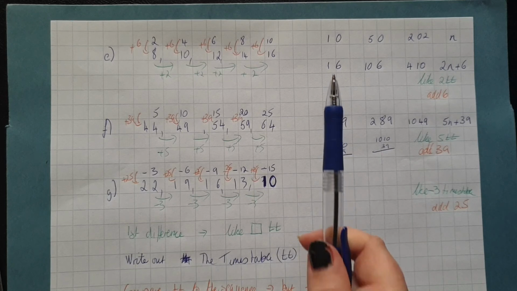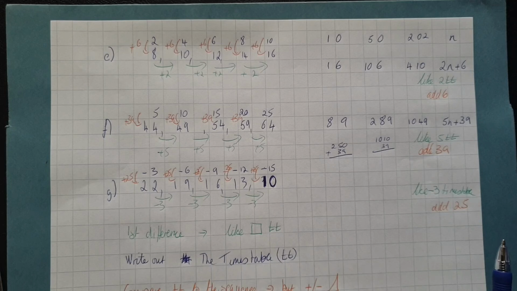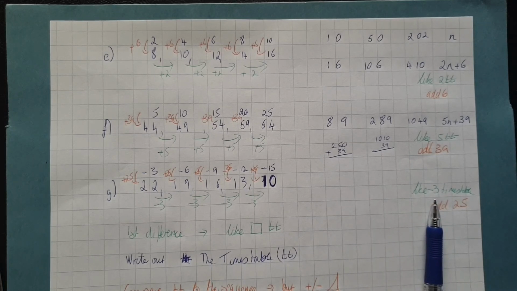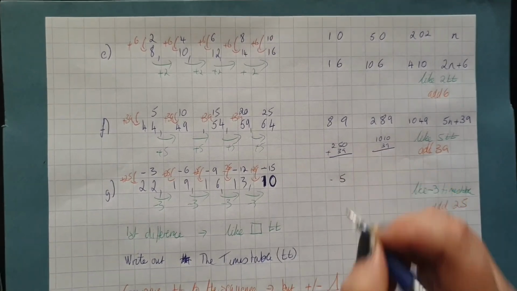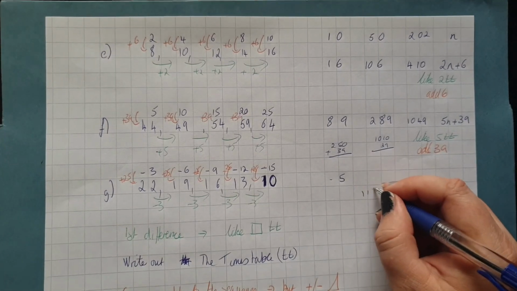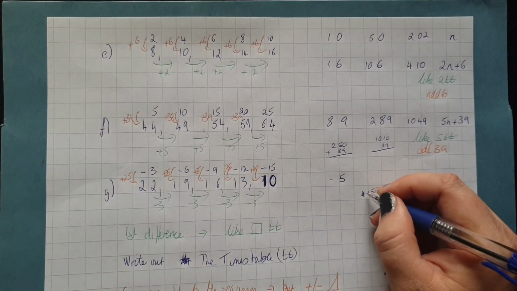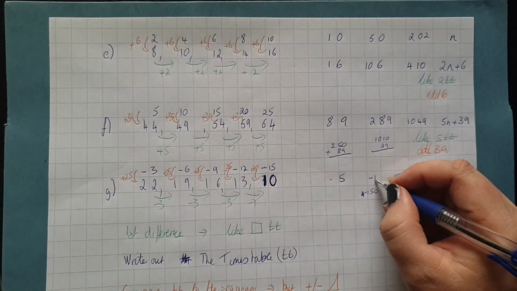So 10 times minus 3 is minus 30. Thank you. Add 25 is minus 5. 50 times negative 3 is minus 150. Why have I put that sign? It's that sign, Mrs. Patmore. Plus 25 is minus 125.